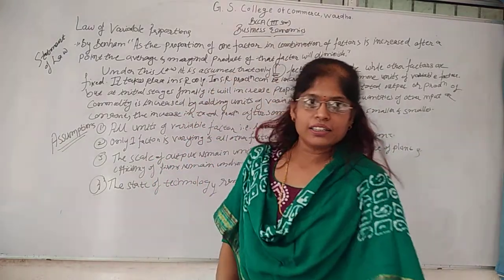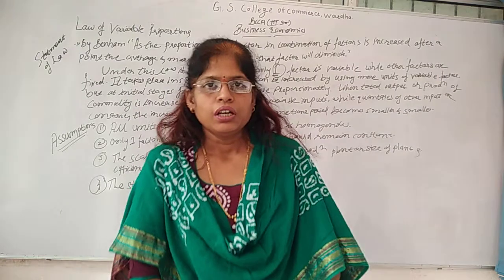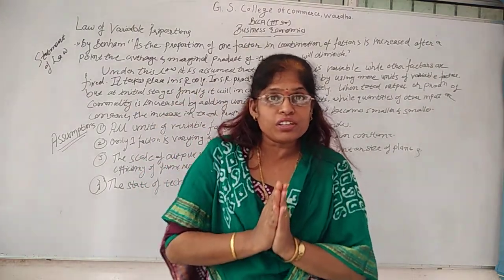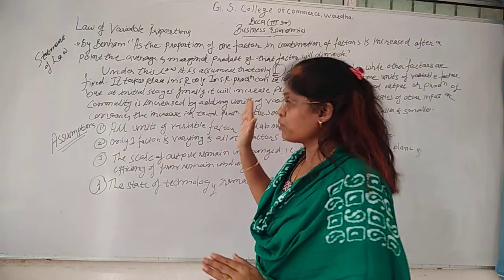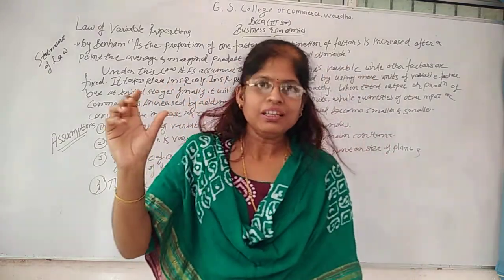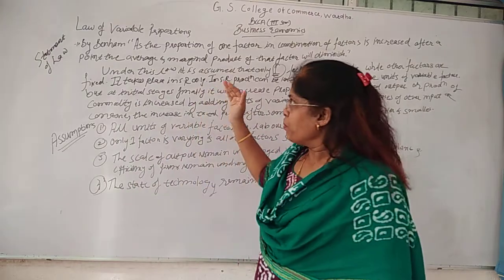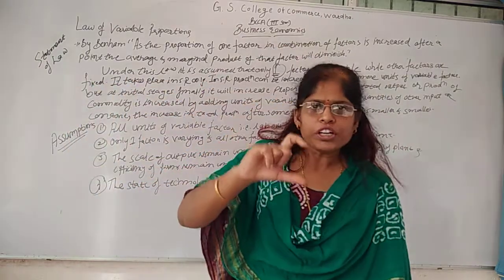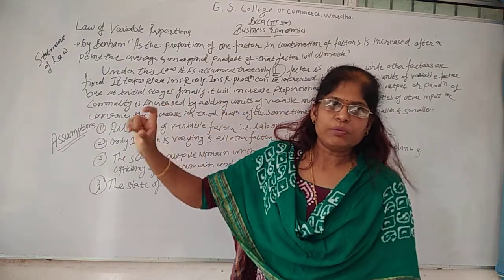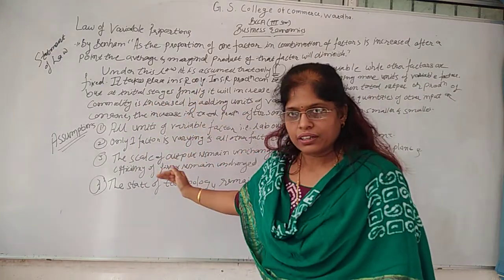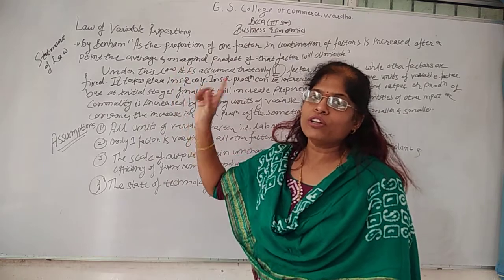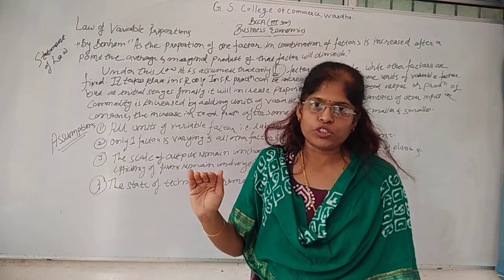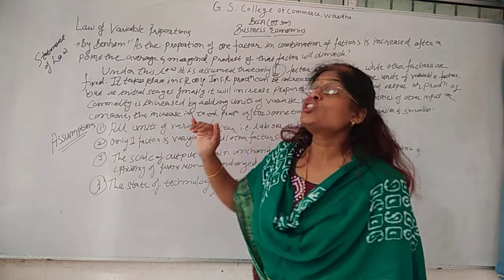Now, we will start here the law of variable proportion. The name itself is suggesting what this law is. Variable proportion means changes can be made in the proportion when there are two inputs, labor and capital, or land. But this law works only in the short run. You need to remember that the law of variable proportion runs only in the short run.